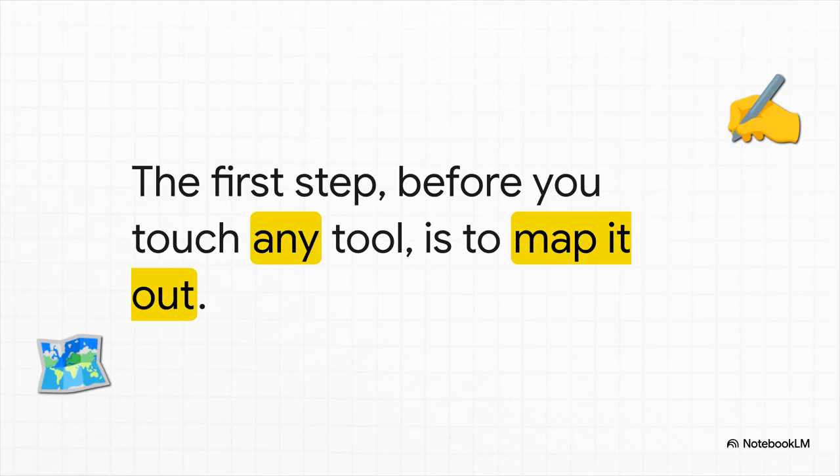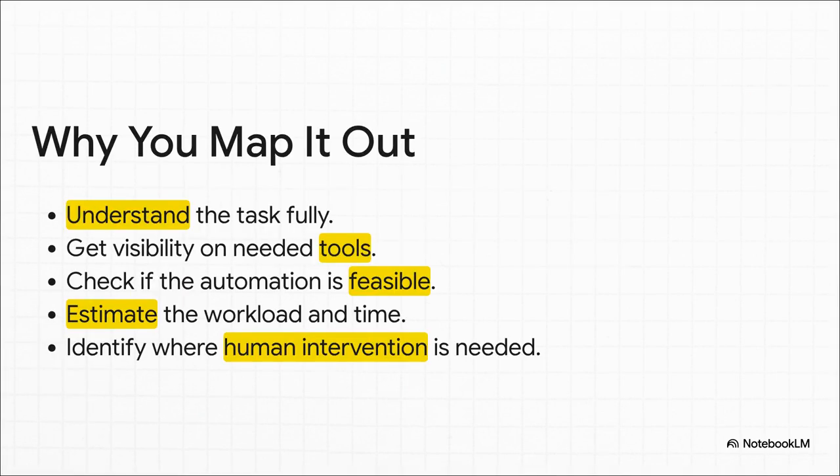Seriously, before you open a single app, before you drag a single node, you map it all out. Planning is not some optional step. It is the absolute foundation of any good automation. And look, I know what you might be thinking. Planning? I just want to build. But why is this so critical?